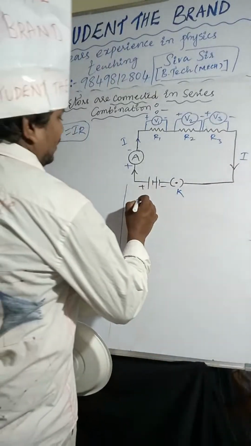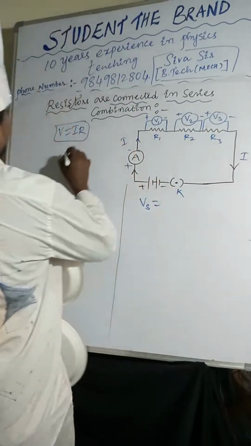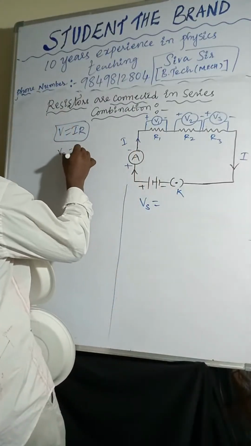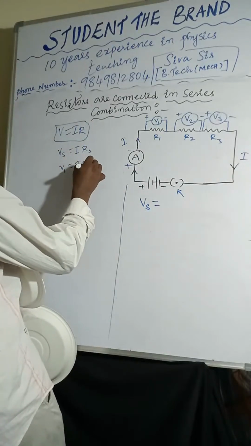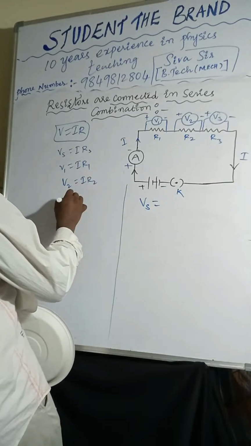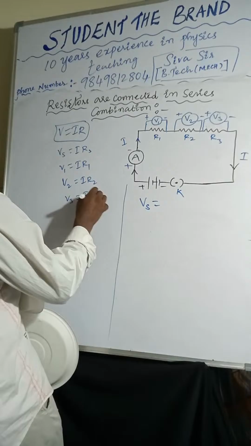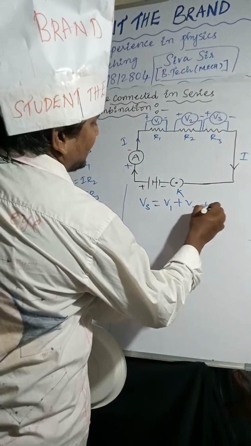Now from this, Vs equal to IRs. V1 equal to IR1, V2 equal to IR2, and V3 equal to IR3. Substituting everything here, V is equal to V1 plus V2 plus V3.